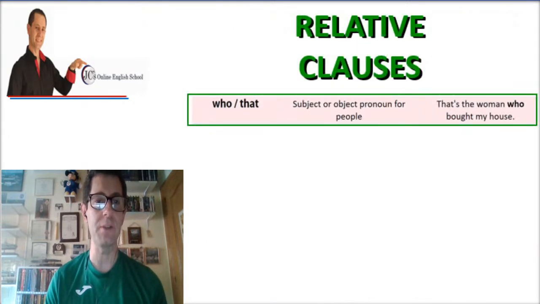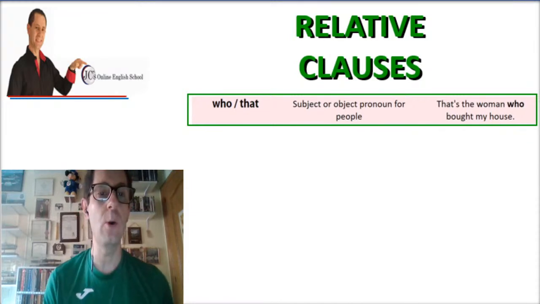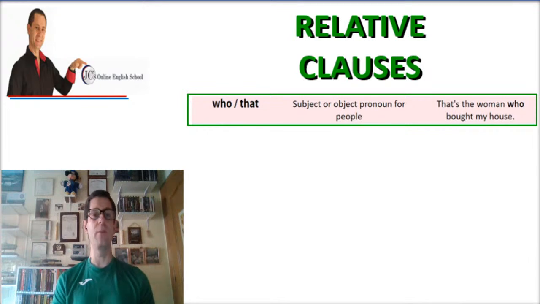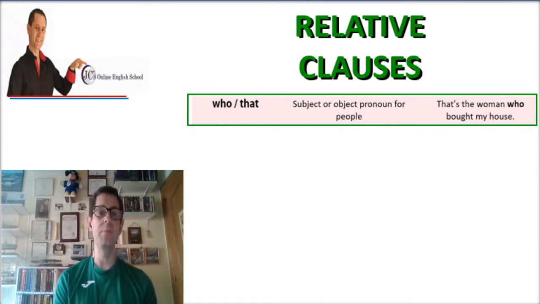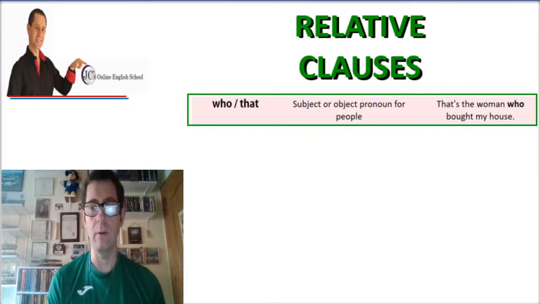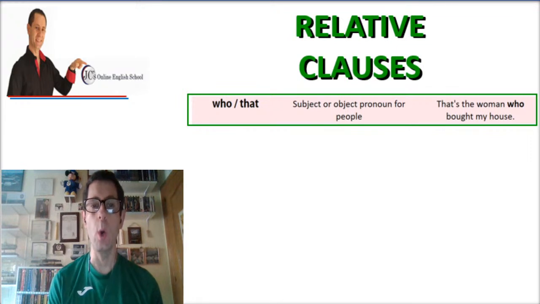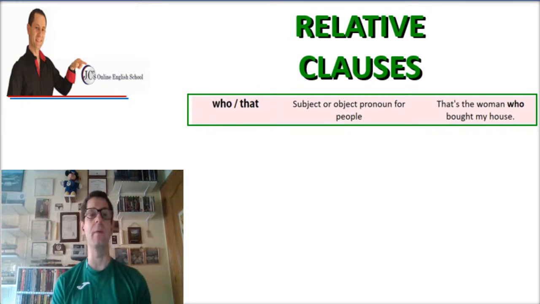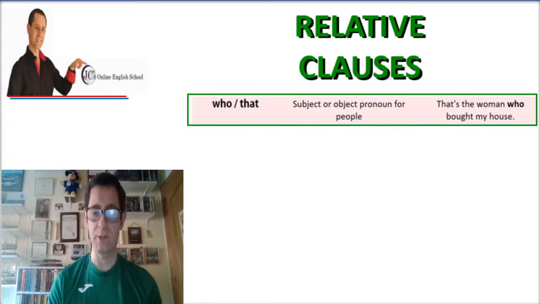Okay, let's say relative clauses. Remember the relative clauses that we studied in a previous lesson? We have who or that, for example. These are used as subject or object pronouns for people. An example would be, that's the woman who bought my house. You could say who or that. I prefer with people to use who personally. You can use that, but I prefer who. So that's the woman who bought my house.